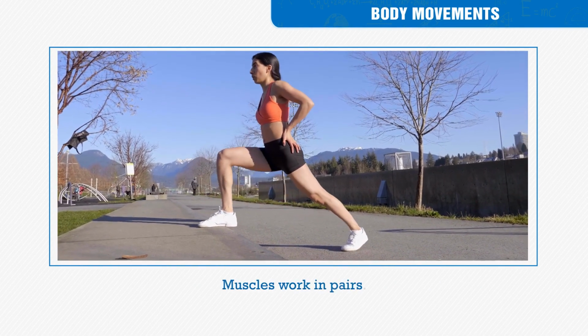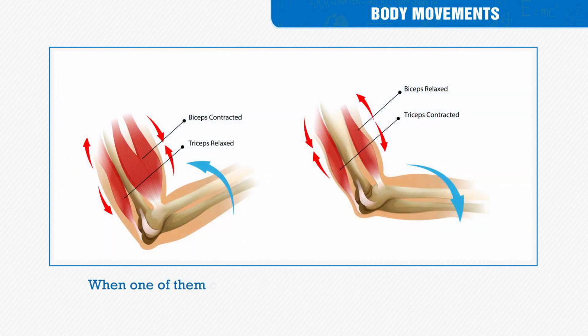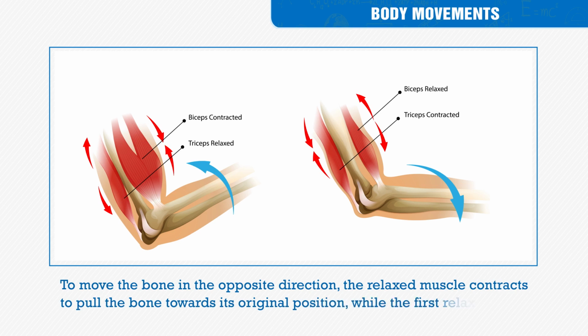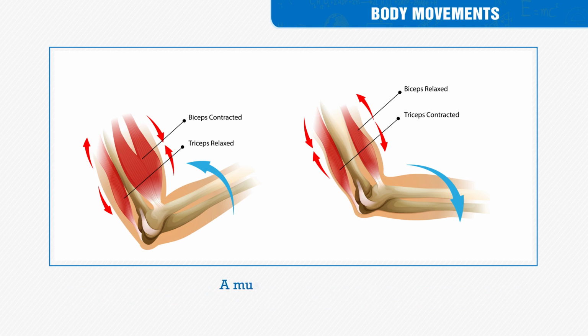Muscles work in pairs. When one of them contracts, the bone is pulled in that direction. The other muscle of the pair relaxes. To move the bone in the opposite direction, the relaxed muscle contracts to pull the bone towards its original position, while the first relaxes. A muscle can only pull. It cannot push. Thus, 2 muscles have to work together to move a bone.